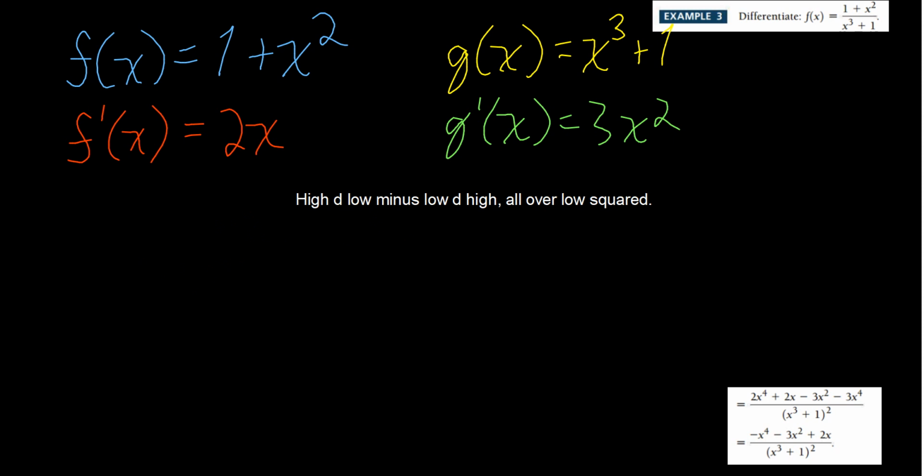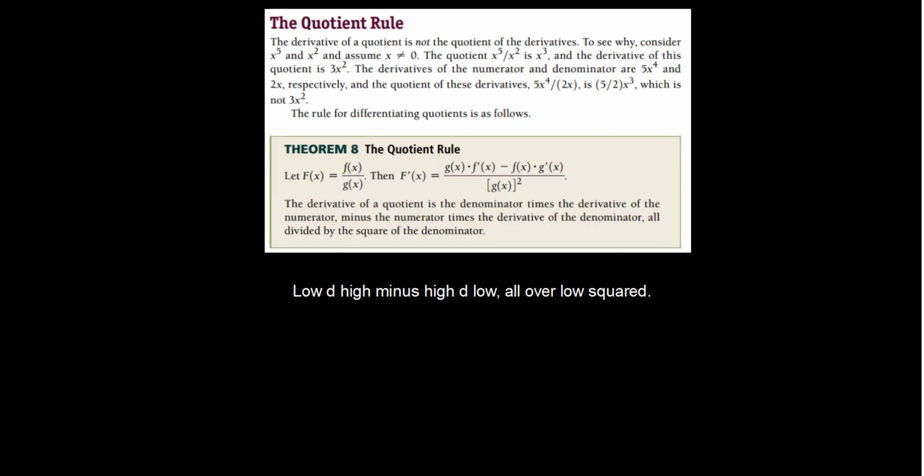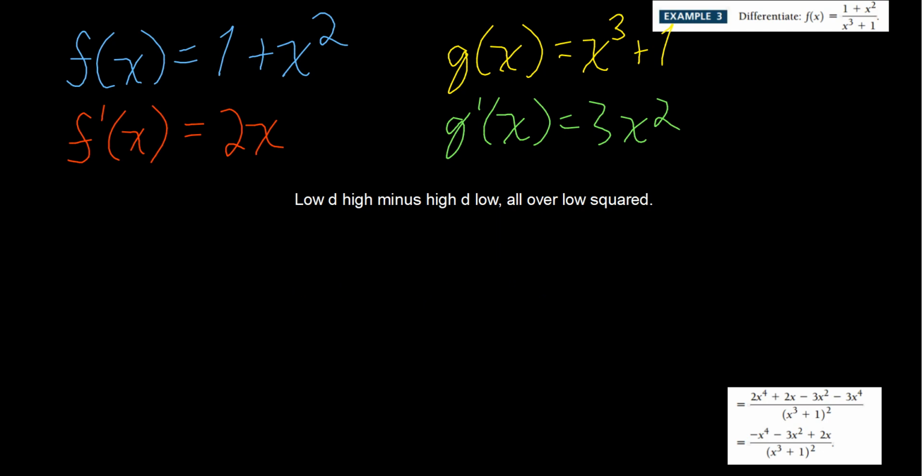Let's try this. Maybe I should have looked a little bit harder on the previous page, because I did start with low d high there. So let's try that one more time. Sorry about that. So low d high. Here we go. I got the low squared though, right?